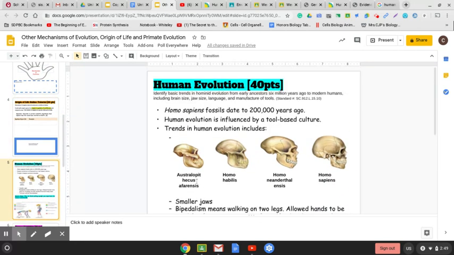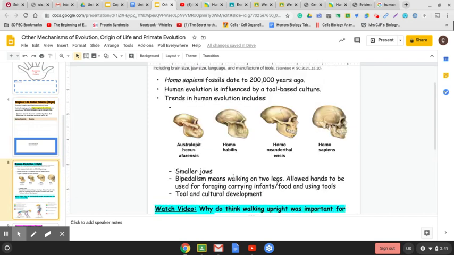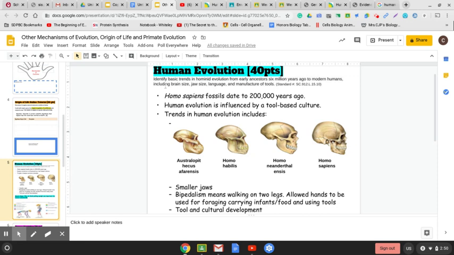Now we're on human evolution. All right. So human evolution. Here's what you're trying to figure out. Here's basically the objective. You need to be able to identify basic trends in hominid evolution from early ancestors 6 million years ago to modern humans, including brain size, jaw size, language, and manufacture of tools. So here's a little bit of information about it.